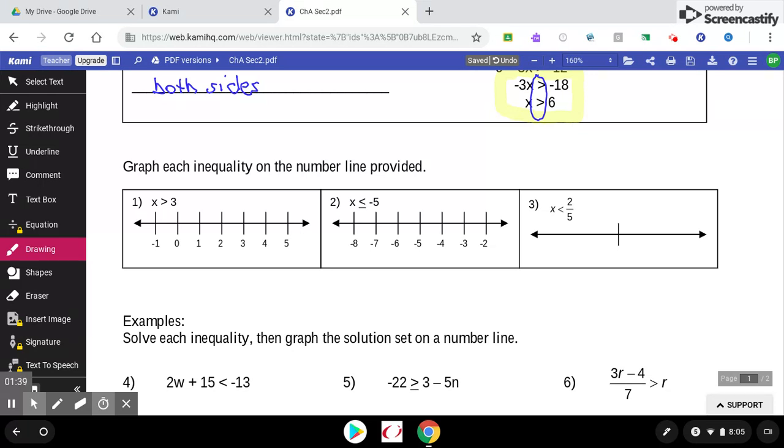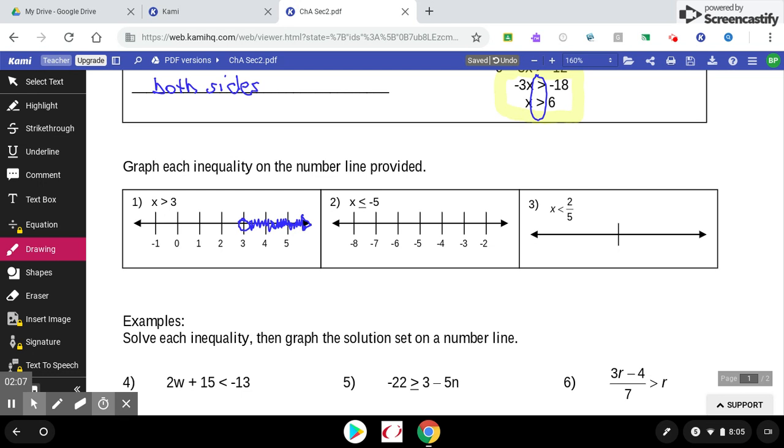Notice for number 1, x is greater than 3. It doesn't say greater than or equal to. So to represent the fact that 3 is not included in the answer, we put an open circle on the number line. What kind of numbers are bigger than 3? On the number line, those are the numbers to the right. So all these numbers going this way are bigger than 3, and we shade. The shading represents all those numbers. Pretty darn simple if you think about it.